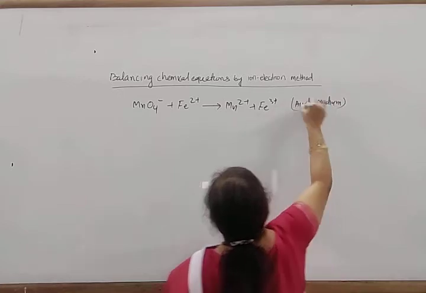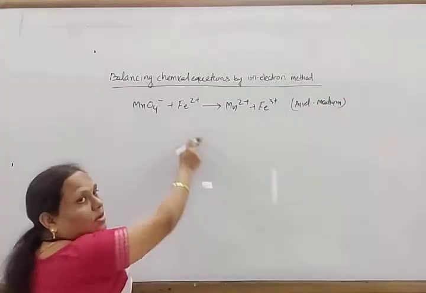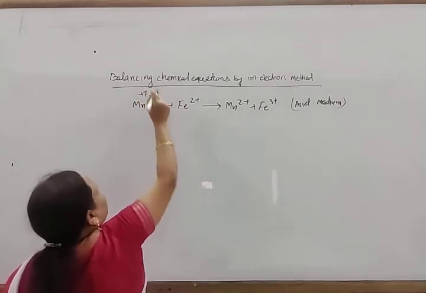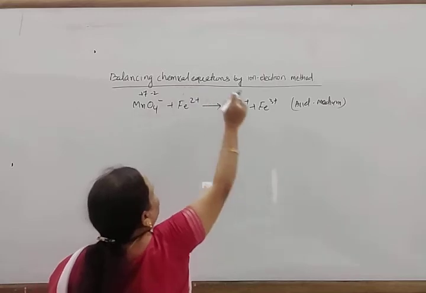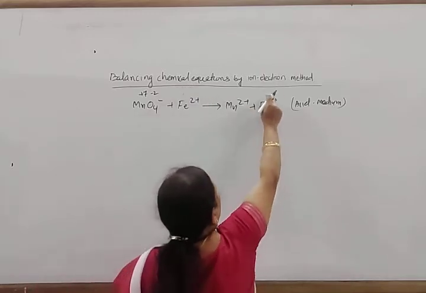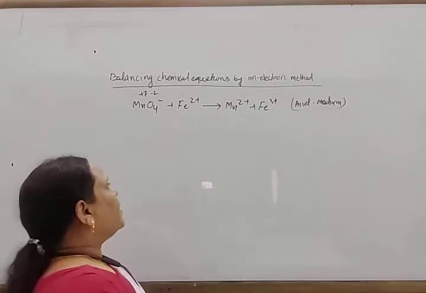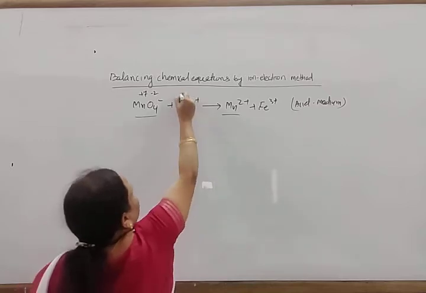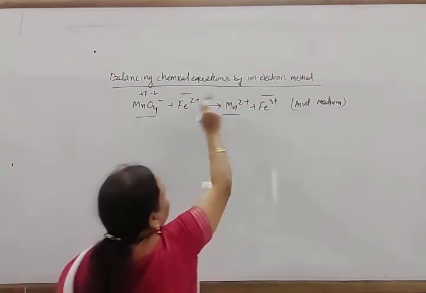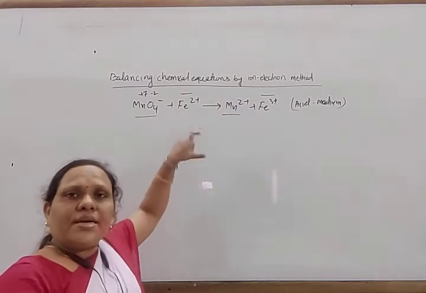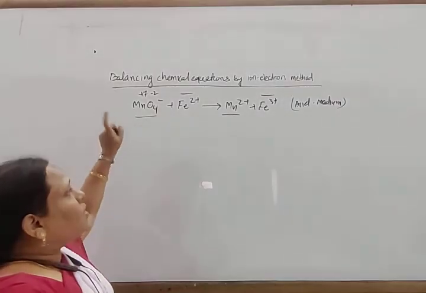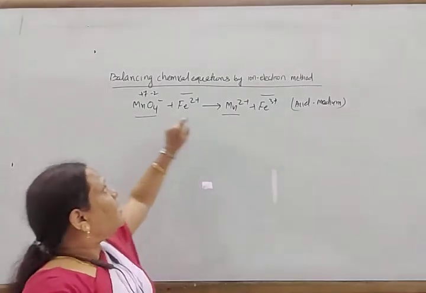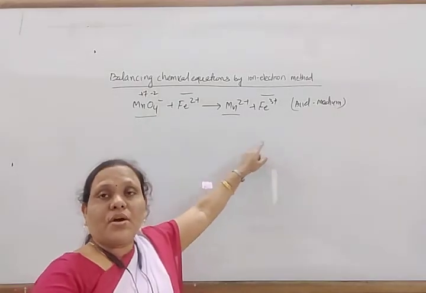So if this is given like this, then first find out the oxidation number of each species. Here manganese has plus 7, oxygen has minus 2, iron has plus 2, here manganese has 2 plus and here iron has 3 plus. So first in this case MnO4 minus changes to Mn2 plus and Fe2 plus changes to Fe3 plus. So first separate these two equations. One is reduction, where gain of electrons takes place, Mn7 plus to Mn2 plus, and Fe2 plus to Fe3 plus, where oxidation takes place.